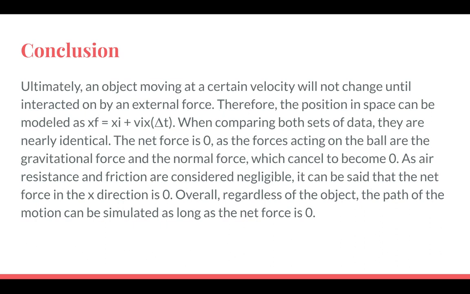When comparing both sets of data, they are nearly identical. The net force is 0 as the forces acting on the ball are the gravitational force and the normal force, which cancel out to become 0. And as air resistance and friction are considered negligible, it can be said that the net force in the x direction is 0. Overall, regardless of the object, the path of the motion can be simulated as long as the net force is 0. And that concludes my presentation.